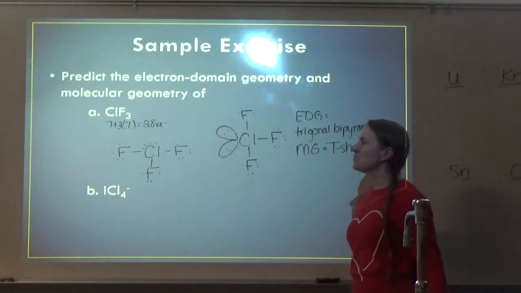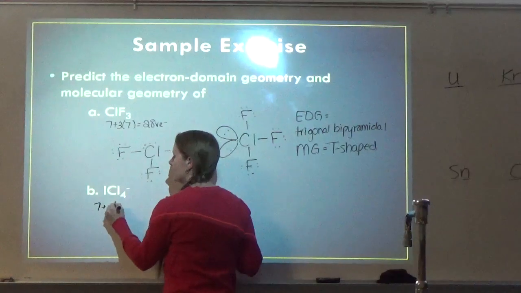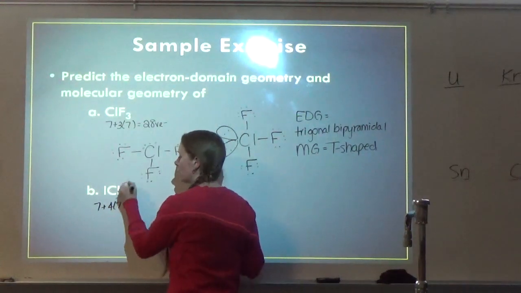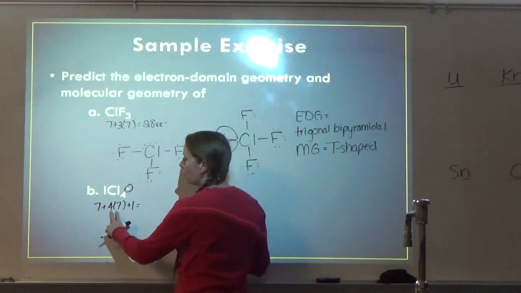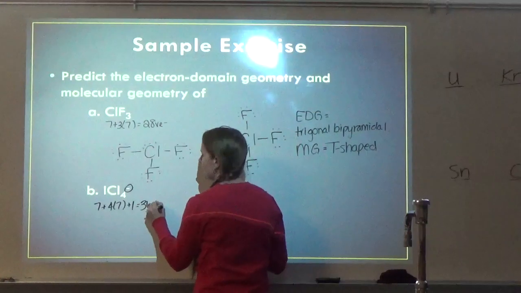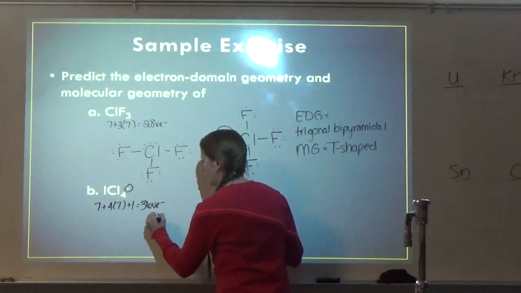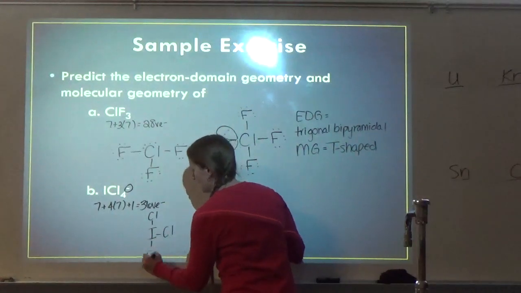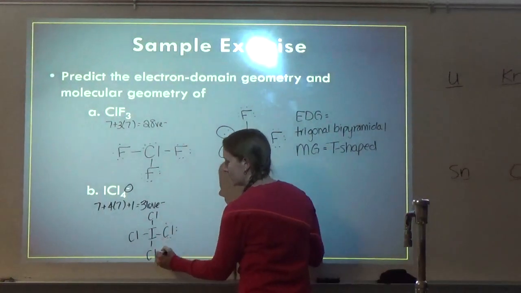Alright, so let's look at our last one. So it's ICl4 negative. So I has 7, Cl has 7 times 4, and then plus 1 more for that negative. Alright, so we have 28 plus 7, which is 35, plus 1 more, which is 36. So my I is going to go in the middle. I'm just going to put all my Cl's. Ooh, running out of space down here. Each Cl has 2, so it needs 6 more.